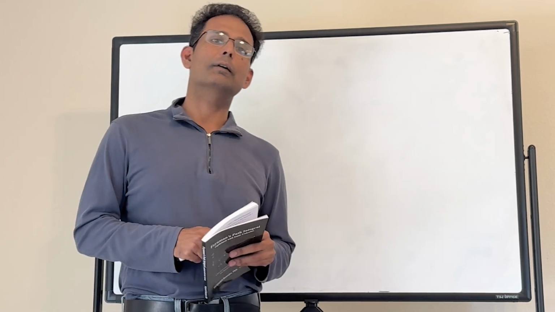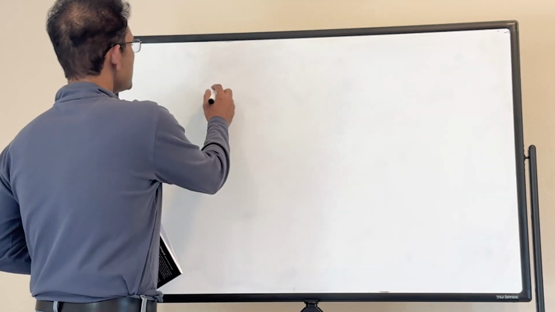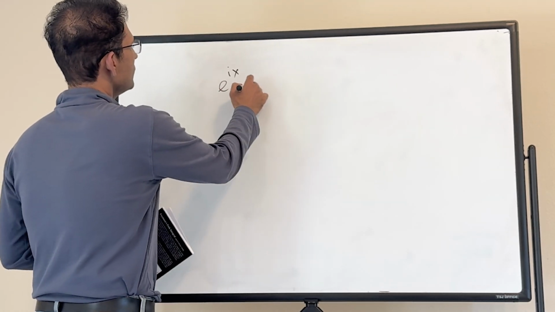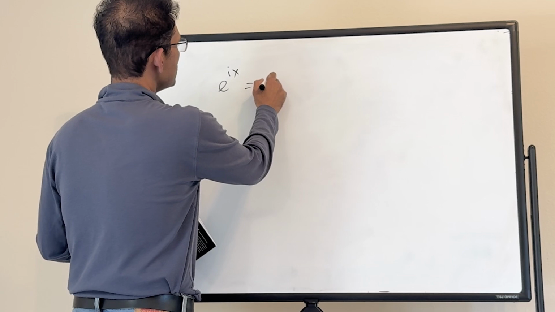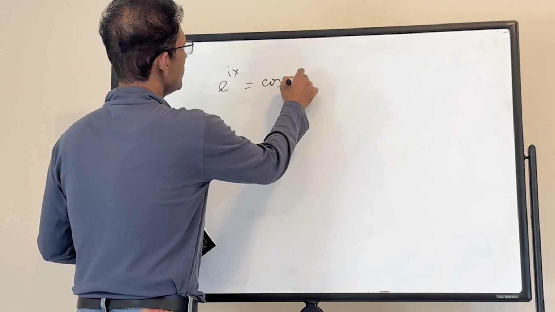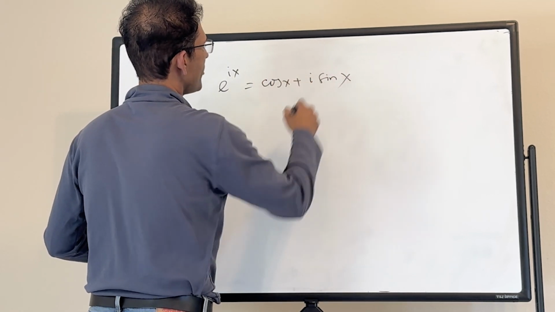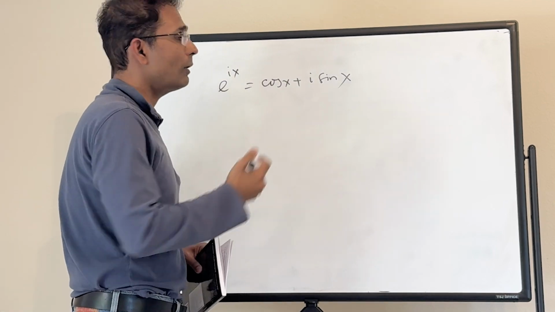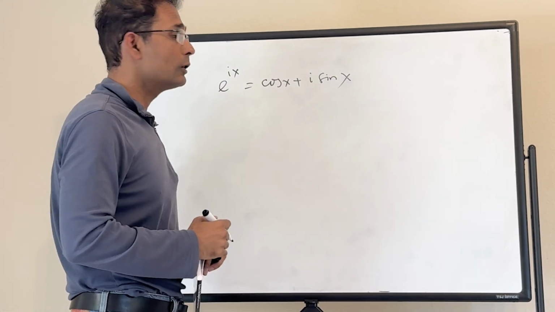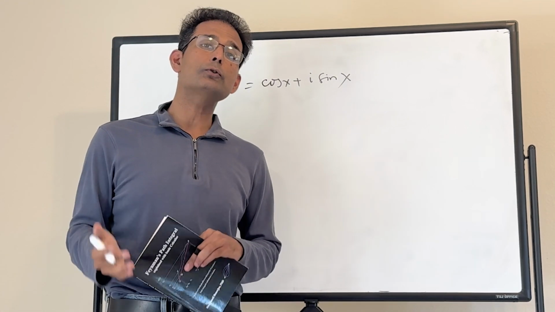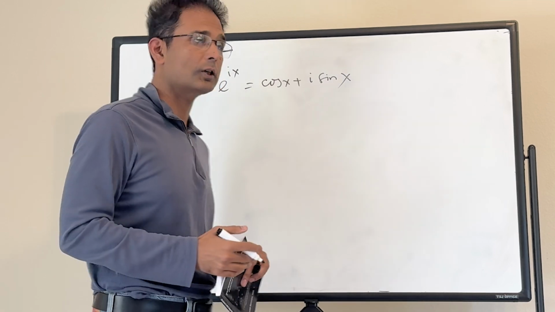So let me just get started with a very important identity, which is called Euler's identity, and I'll define integration of complex numbers, all right? So Euler's identity is given by this expression: e to the ix is cosine x plus i sine x. Okay, so how do you derive this result? What we will do is use the Taylor expansion to derive this result.